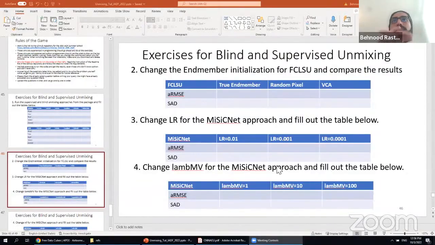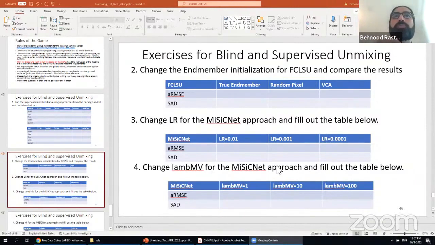In the next exercises, we stick to MrCNet. In exercise number two, we want to change the endmember initialization for FCLSU and compare the results. If you open the notebook, there are some options, written there, for how to change the initialization: true endmember, random pixels, and VCA. The results so far were based on VCA, so you don't have to run it again. You can just keep the results of previous experiments, which were based on VCA.